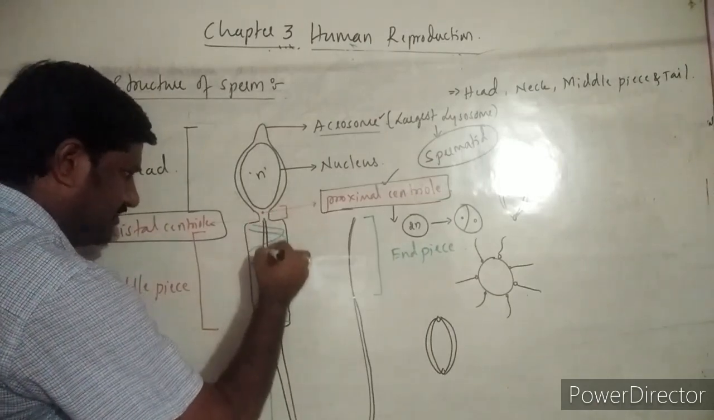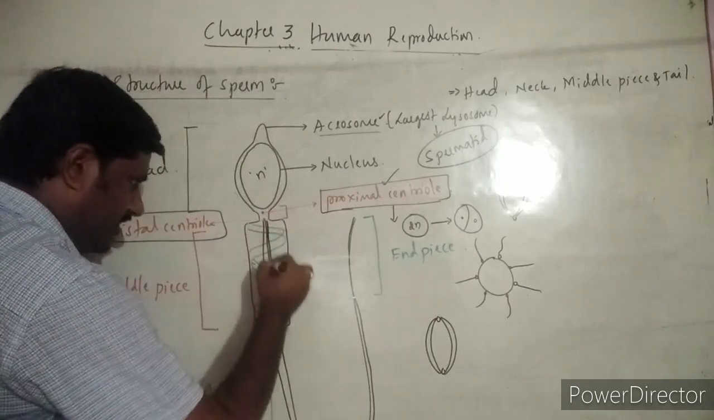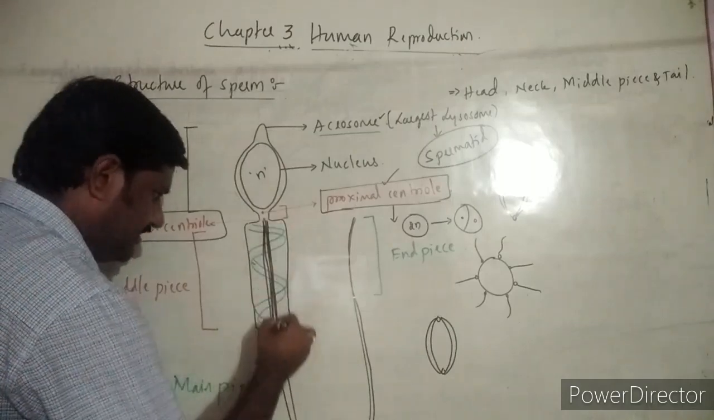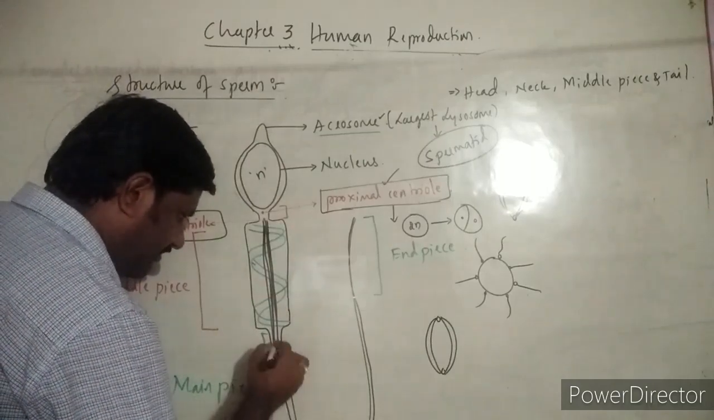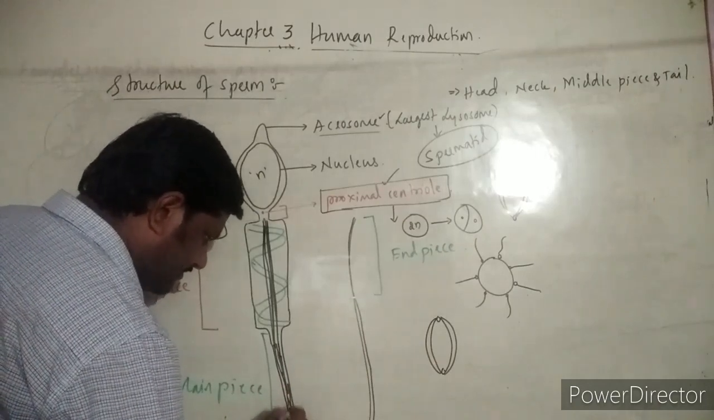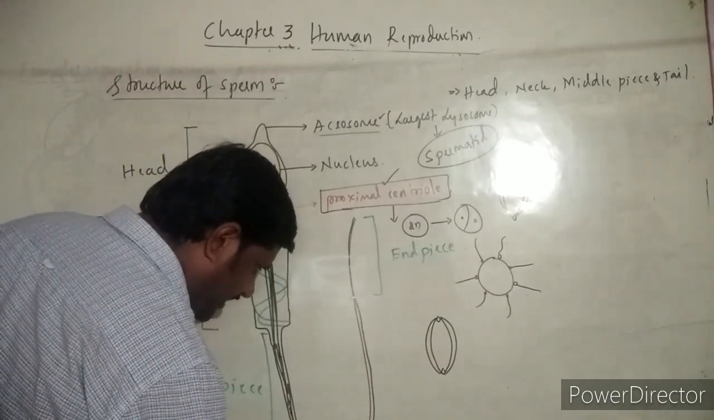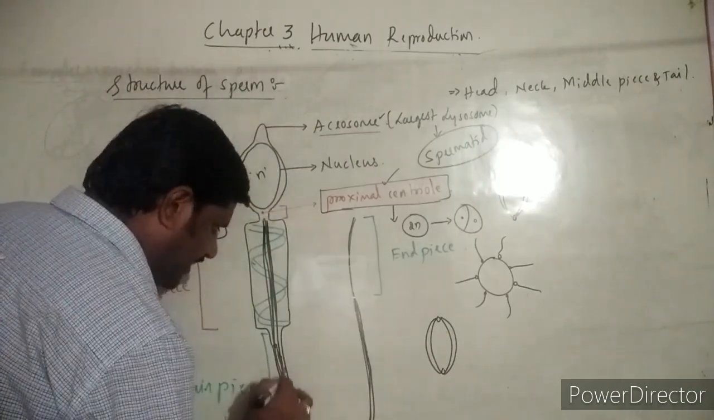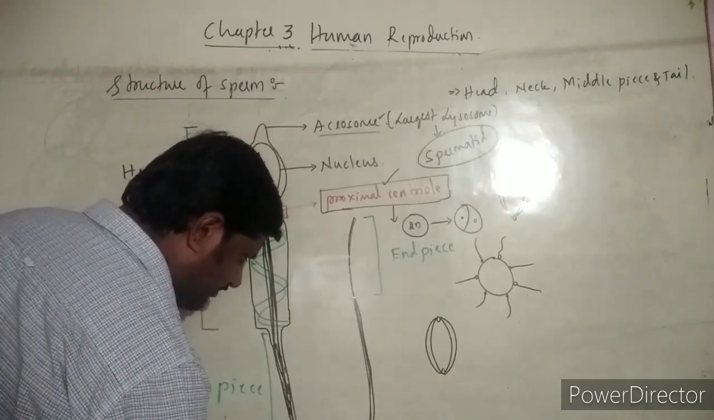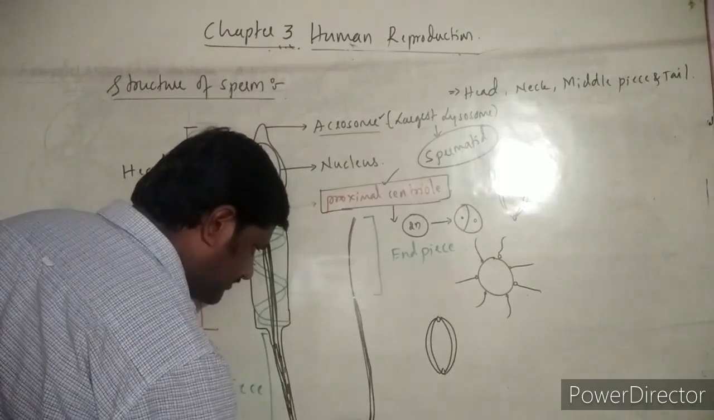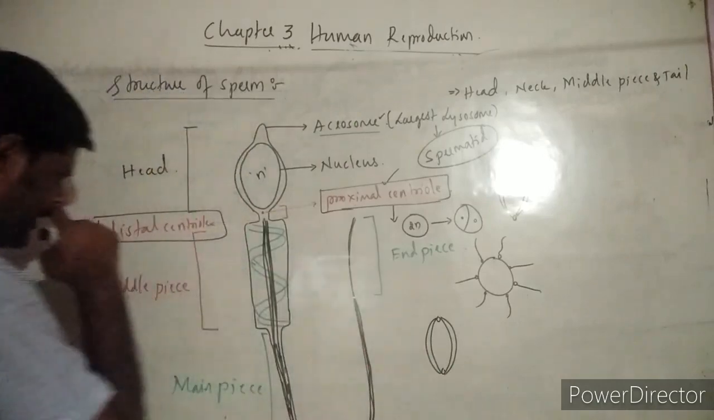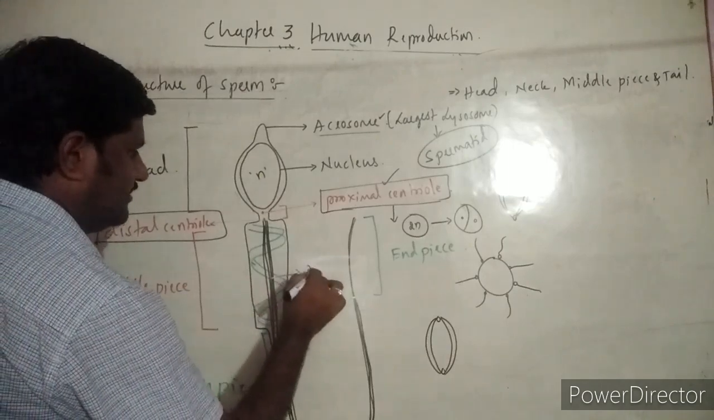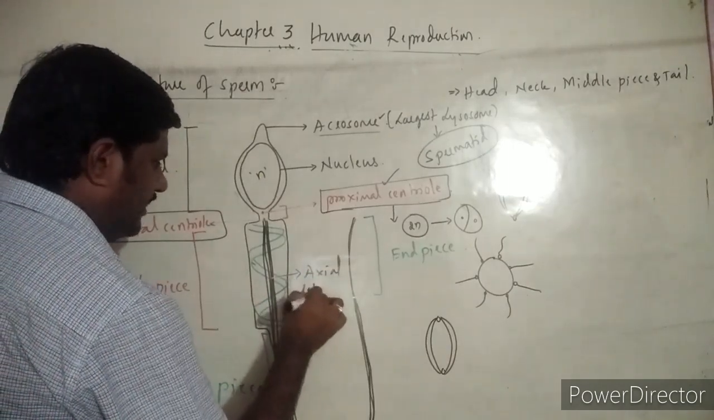The axial filament. See here, many microtubules form this axial filament that continues inside even the tail portion, up to the end of what? Up to the end of the starting part of the tail called the main piece. Up to the end of the main piece. So this is called the axial filament.